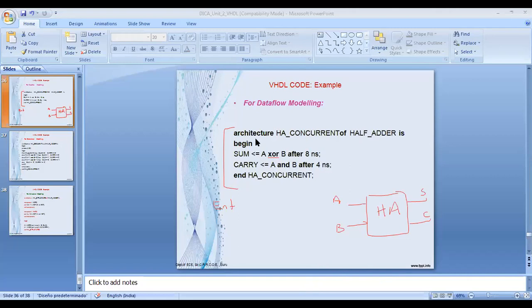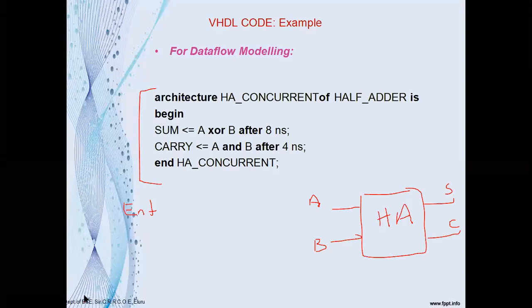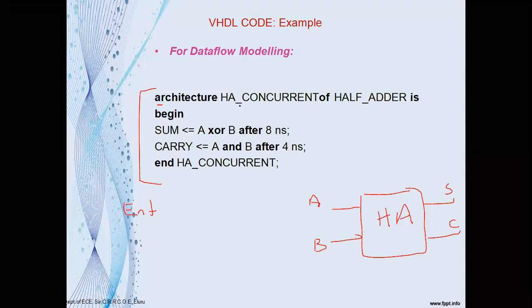సో కాబట్టి ఇప్పుడు ఇక్కడ మీరు నెక్స్ట్ ఏం చేస్తున్నారు, ఆర్కిటెక్చర్ బాడీని కంటిన్యూ చేస్తున్నారు. ఇంతకు ముందు ఎంటిటీ ఎలా రాసామని చూపించాను. ఇక్కడ ఆర్కిటెక్చర్ లో ఫస్ట్ ఆర్కిటెక్చర్ కీవర్డ్ వస్తుంది కదా. It starts with the architecture keyword and the name of the architecture. నేమ్ ఆఫ్ ద ఆర్కిటెక్చర్ యూజర్ డిఫైన్డ్ కాబట్టి ఇక్కడ తీసుకుంటుంది హాఫ్ యాడర్ అండర్ స్కోర్ కాంకరెంట్. ఏదైనా తీసుకోవచ్చు, ఇక్కడ తీసుకున్నది హాఫ్ యాడర్ అండర్ స్కోర్ కాంకరెంట్ ఆఫ్ హాఫ్ యాడర్.